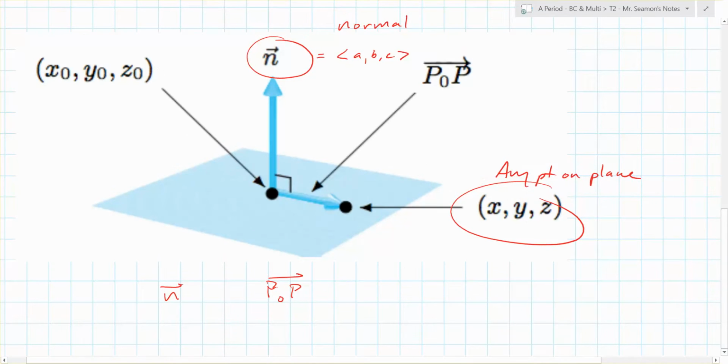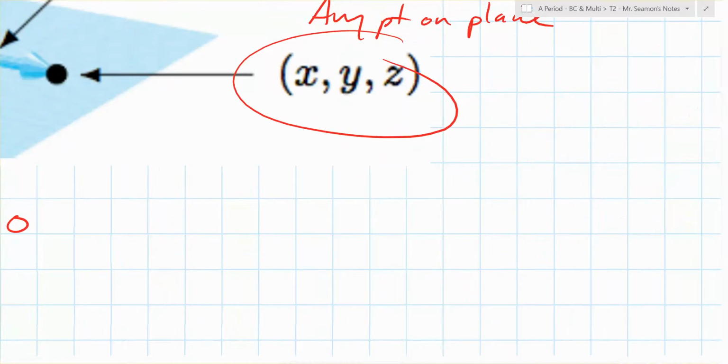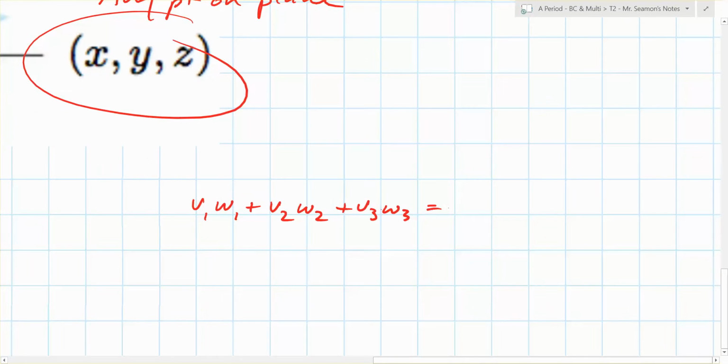What's one relationship between them that you absolutely know? You learned it yesterday, and you were working with it a little bit. The dot product is 0. This is super important. If two vectors are perpendicular, the dot product is what? 0. Remember, we got that because we had this statement: v1 w1 plus v2 w2 plus v3 w3, the components of the vectors, equals the magnitude of v times the magnitude of w cosine theta.